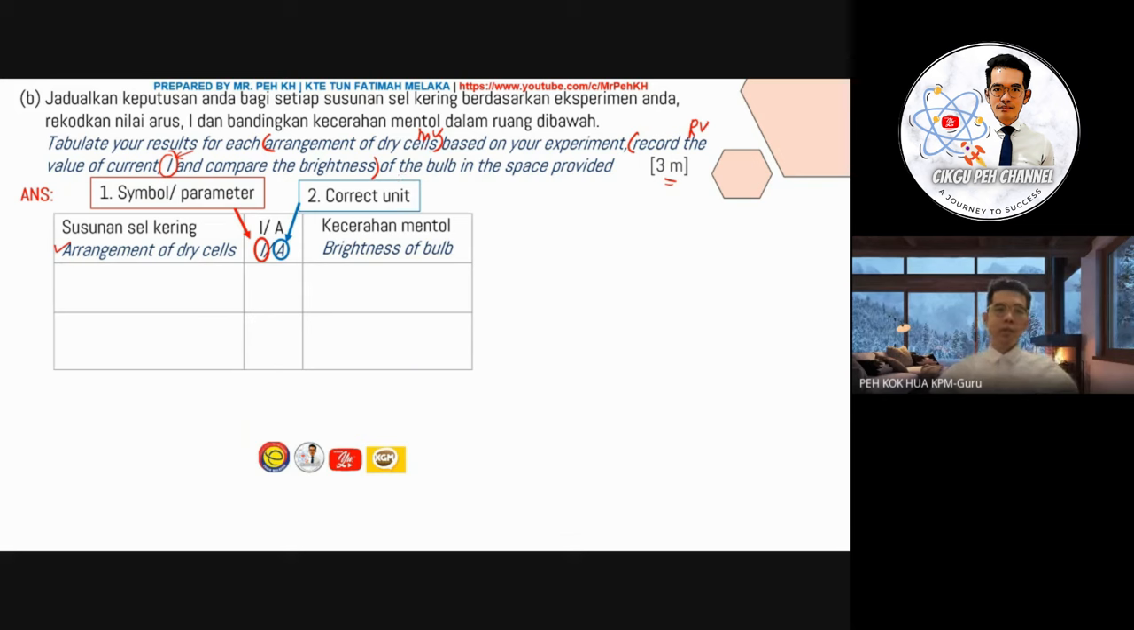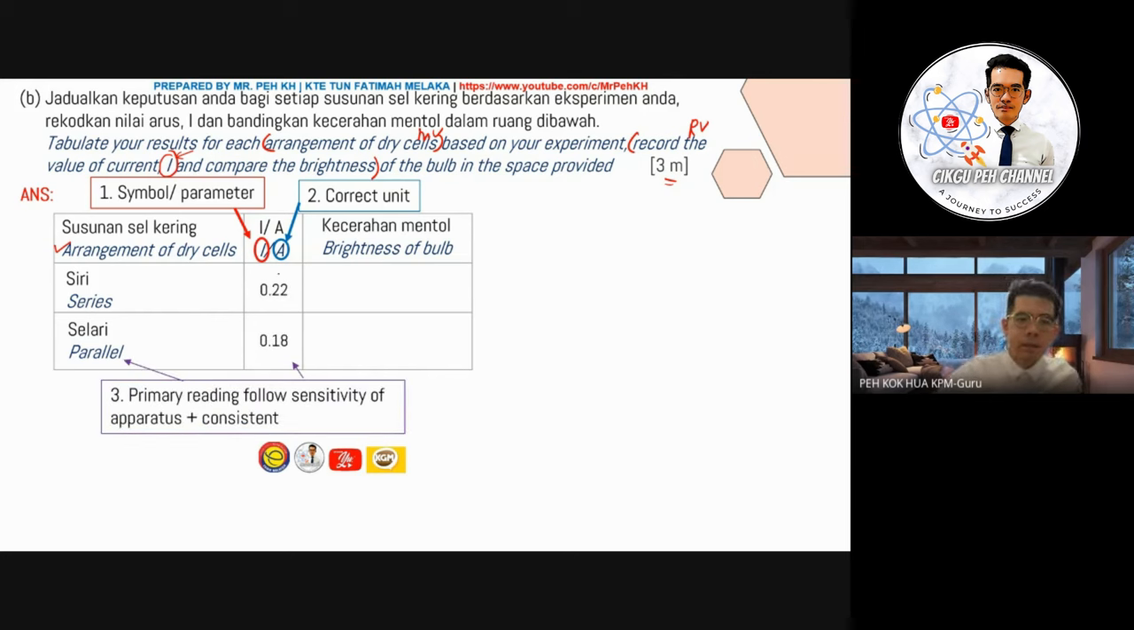Then the second, you need to give the correct unit. So the unit for the current will be ampere. This is the second tip you need to write in your tabulation. Then third will be to give your MV and RV results. So here the arrangement will be series and parallel.